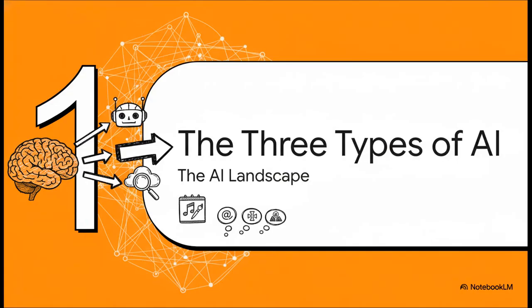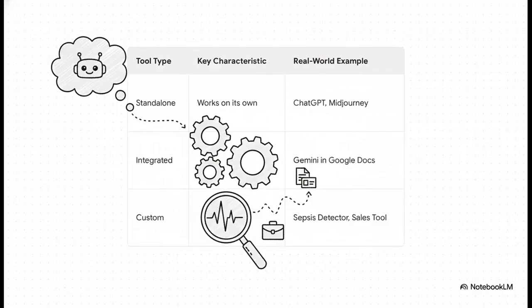Okay, first things first. To make sense of any of this, you need a mental map. Because not all AI is created equal. The good news is, pretty much every AI tool you'll ever run into fits neatly into one of just 3 main categories. So this is basically the entire landscape. First, you've got your standalone tools. Think of these as destinations. You go to a specific website like ChatGPT or Midjourney to use them.